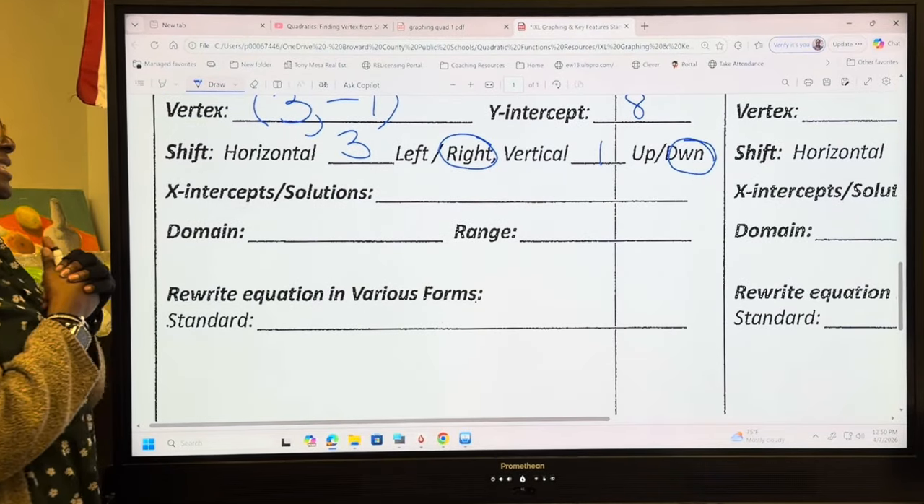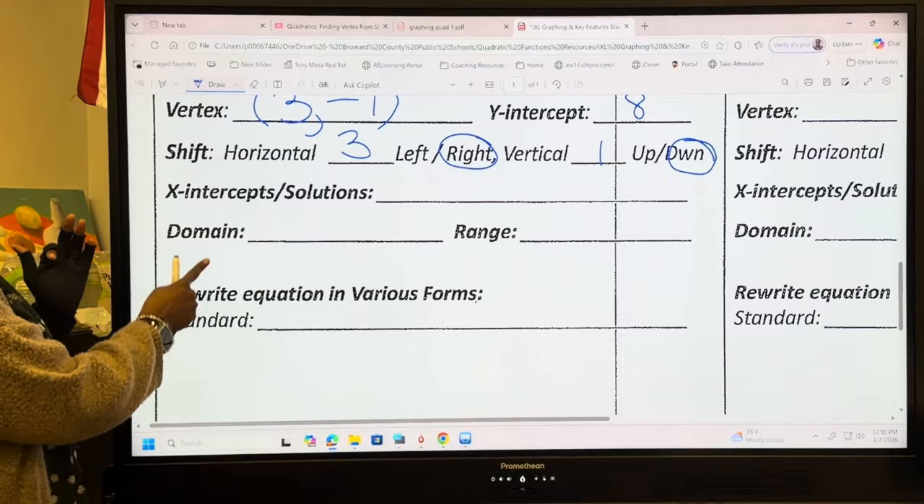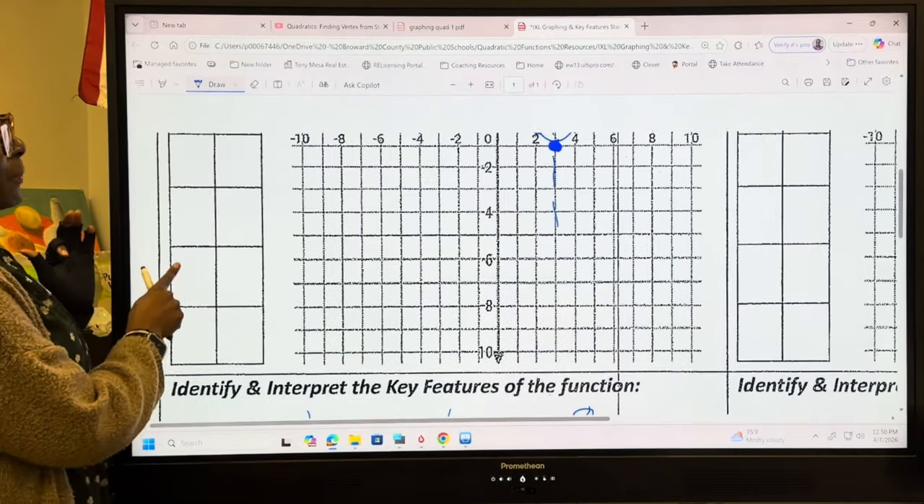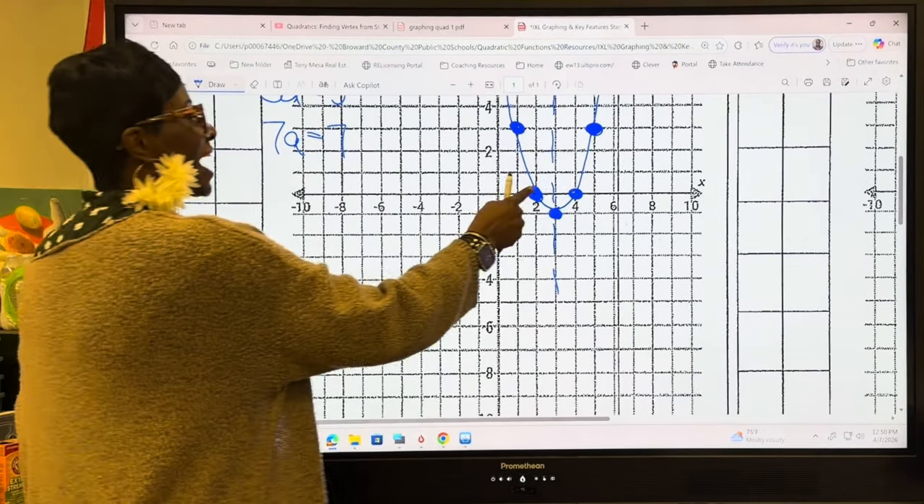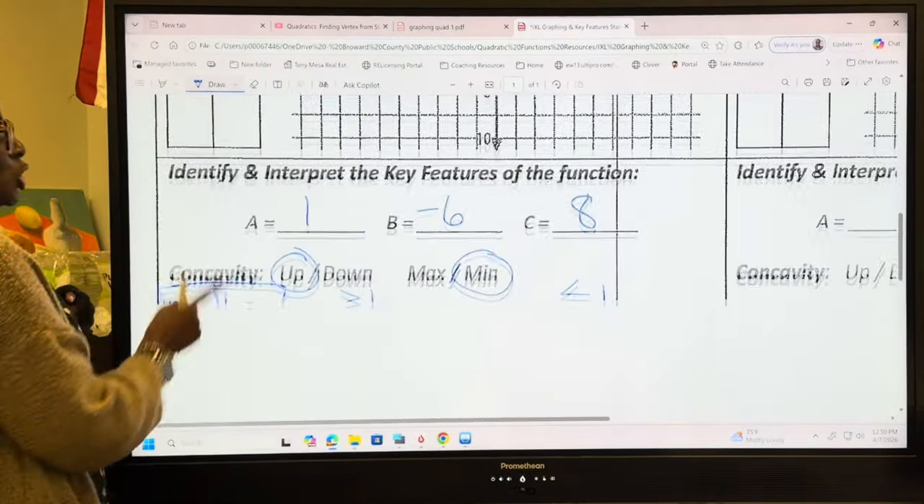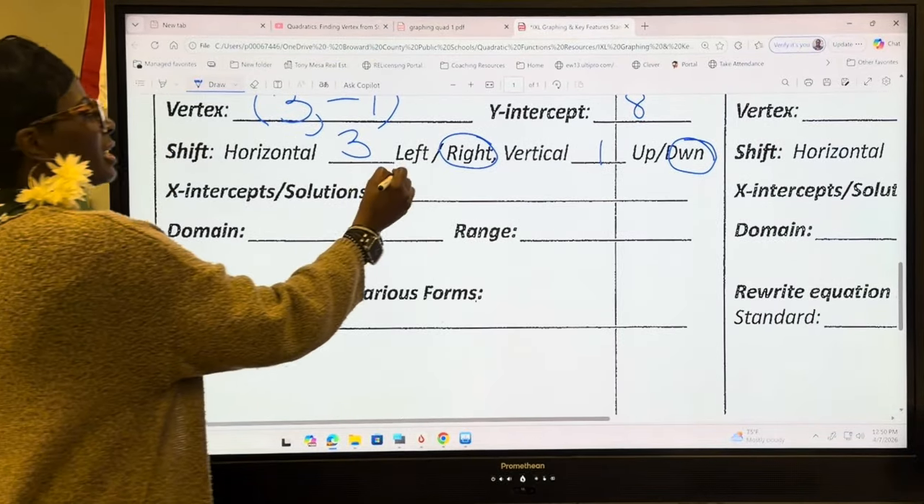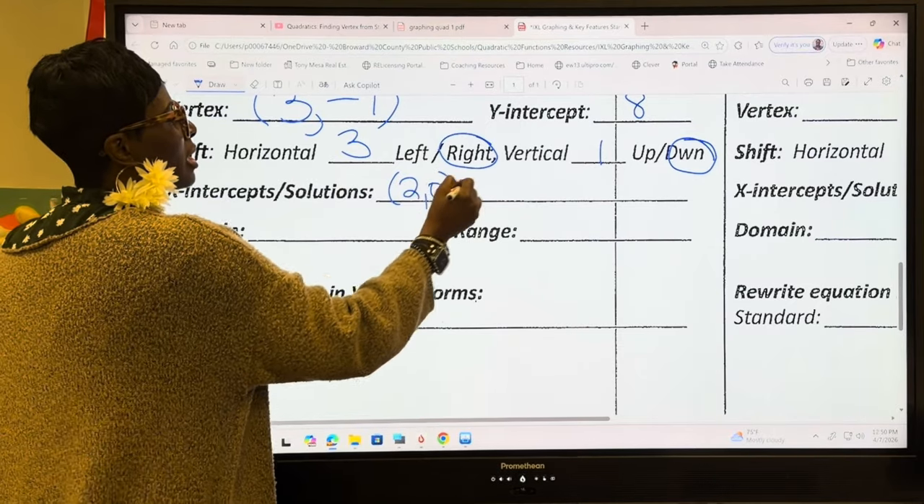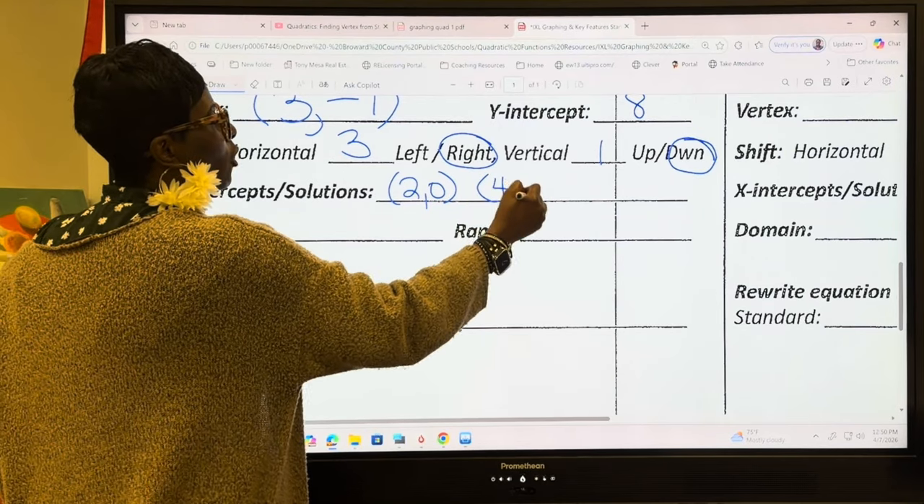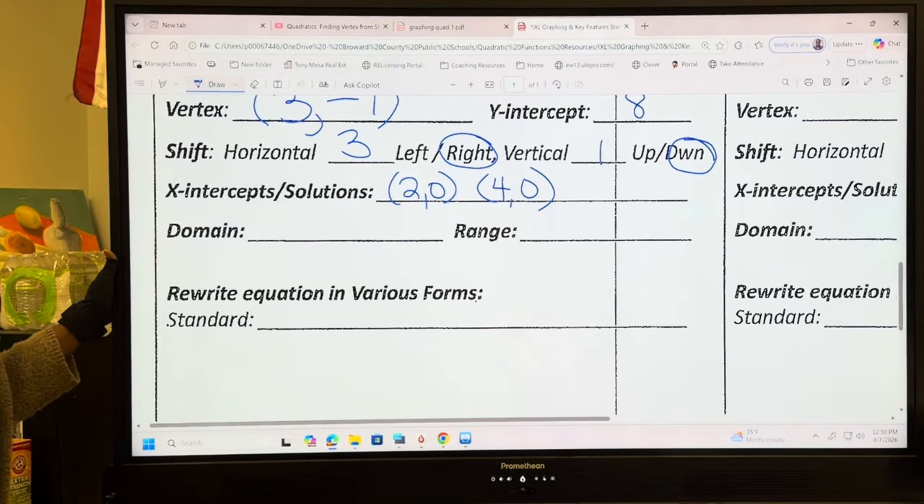Now, talk to me about these x-intercepts. We found our solutions. What are our solutions? Where did our parabola cross the x-axis? 2 and what? 4. So I'm going to write this as 2, 0, and 4, 0. How many solutions did I have? 2.